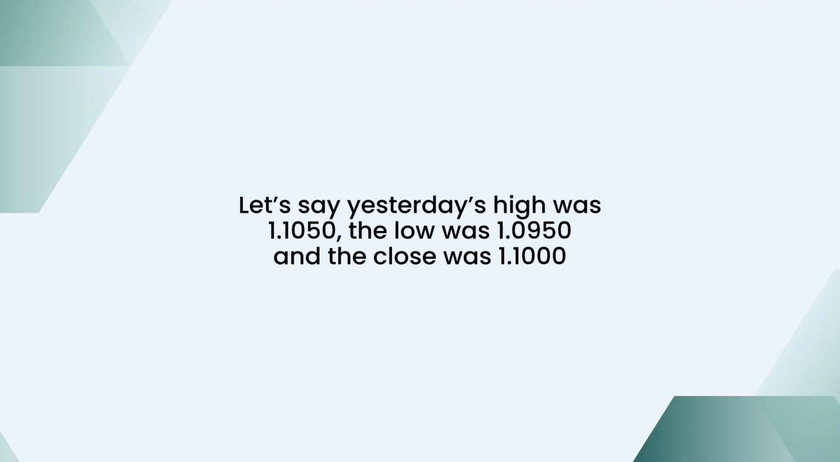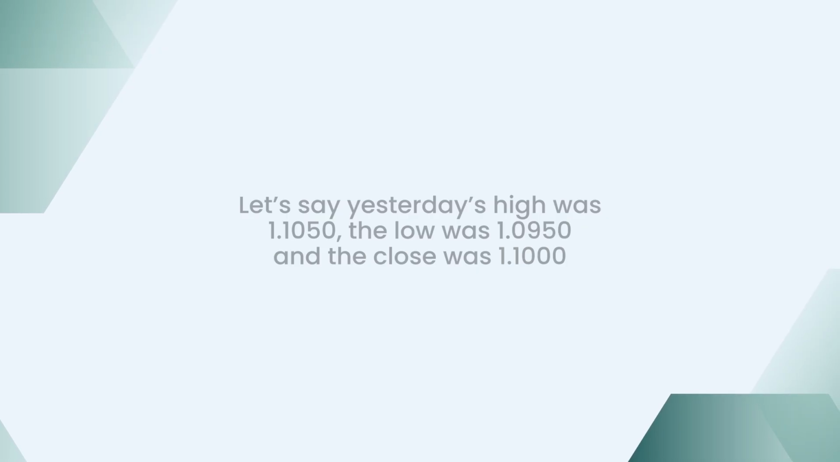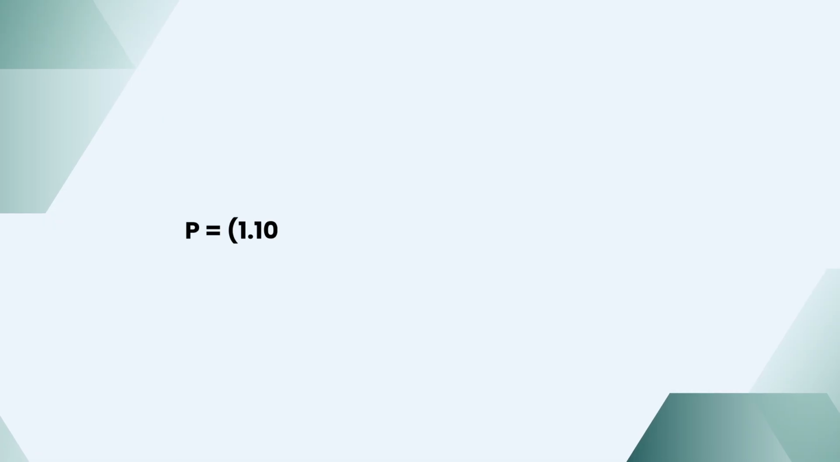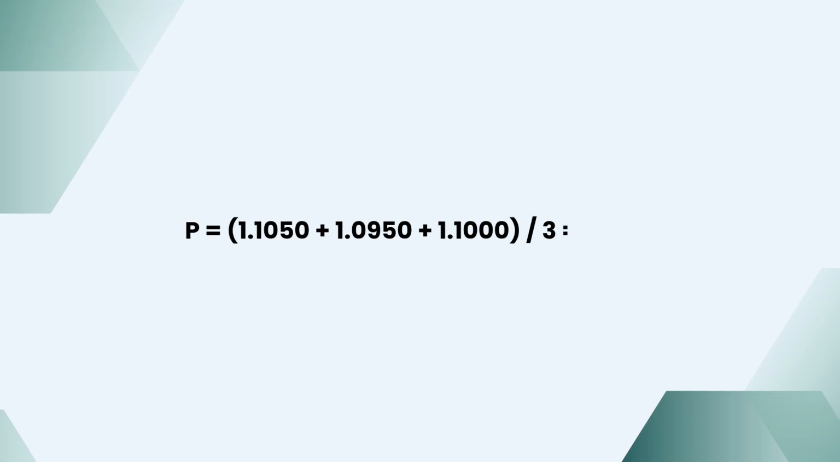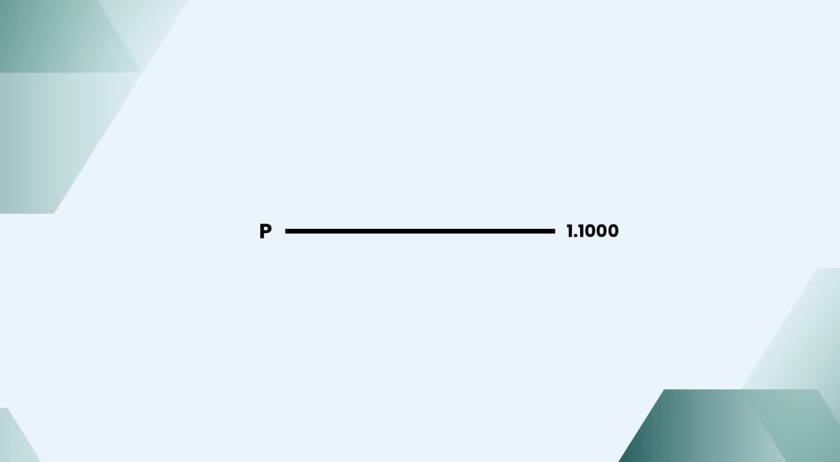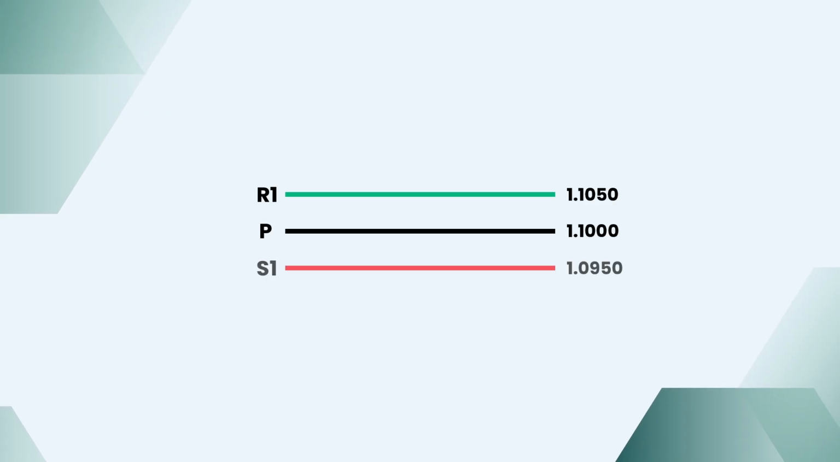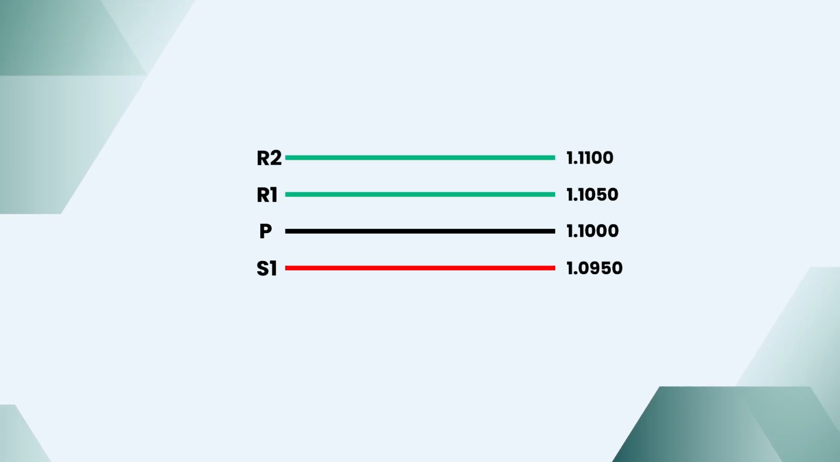Let's say yesterday's high was 1.1050, the low was 1.0950, and the close was 1.1000. So, P equals 1.1050 plus 1.0950 plus 1.1000, and then we divide by 3, and that equals 1.1000. Using that pivot, your chart for today might show resistance 1 at 1.1050, support 1 at 1.0950, resistance 2 at 1.1100, support 2 at 1.0900.